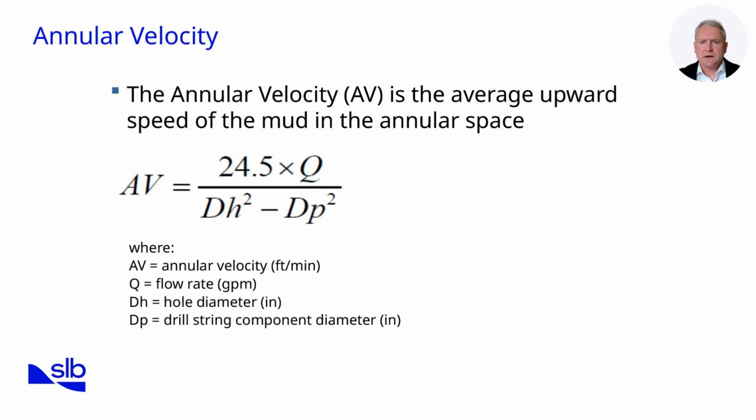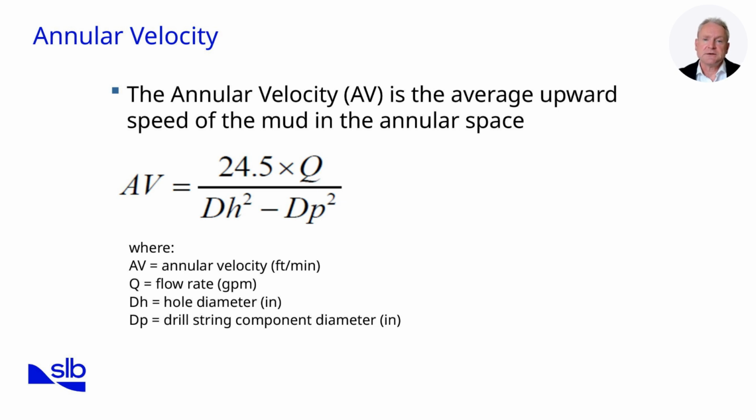Here we see the formula for annular velocity, or AV, which tells us the average upward speed of the drilling fluid in the annular space. Examining the terms, Q represents the flow rate measured in gallons per minute. As you would expect, the faster you pump, the higher the annular velocity.